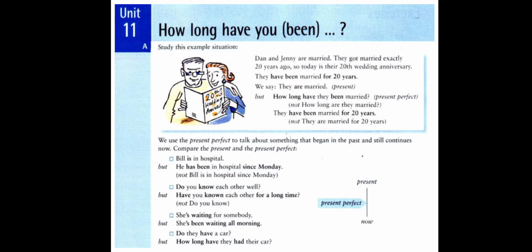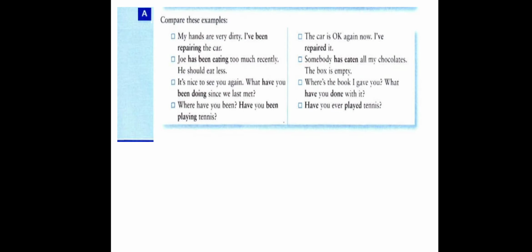We don't say they are married for 20 years. It is not correct. It is incorrect to say they are married for 20 years. If we erase or remove for 20 years and put now in its place, then we can say they are married now. And this is also a passive form in the present.